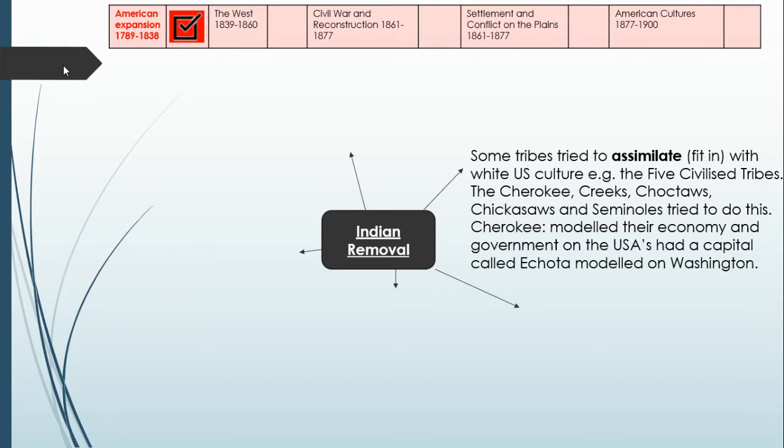There are 5 tribes that became known as the civilized tribes. They were given this name by the white Americans because of the fact that they were trying to fit in, so they were now seen as civilized. And these were the Cherokee, the Creeks, the Choctaws, the Chickasaws, and the Seminoles.